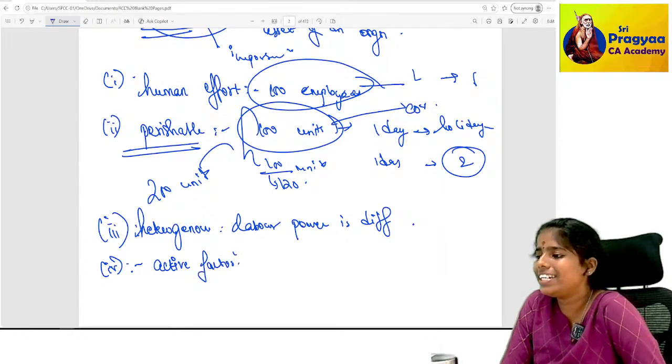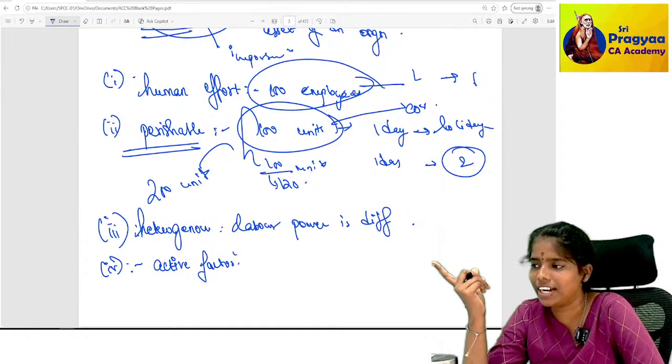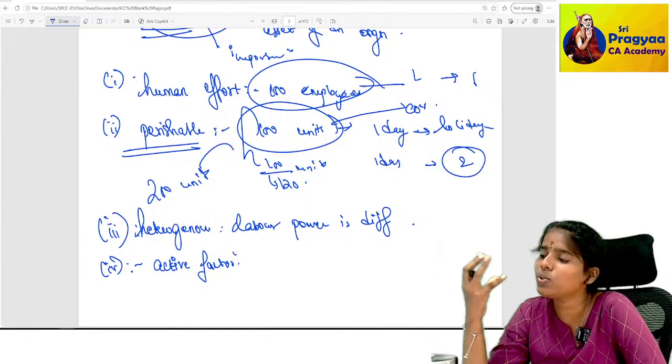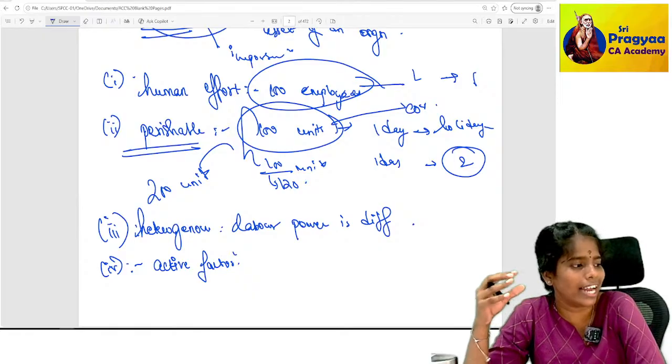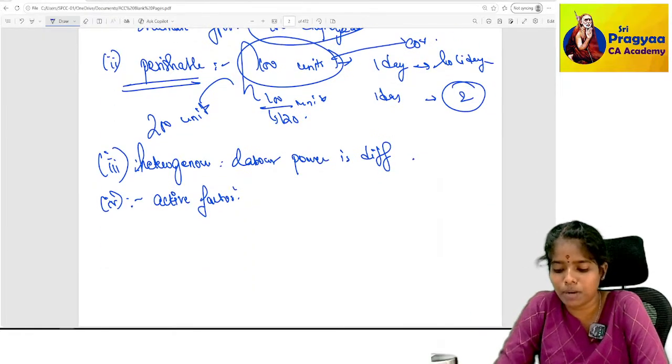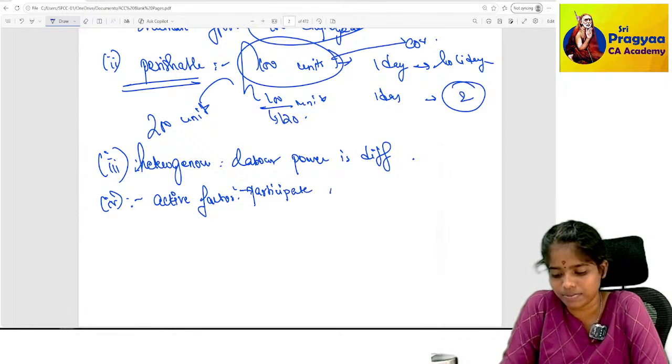Labor is an active factor. Land is a passive factor, labor is active. He can do work on his own. If we tell them, they will do the work themselves. So he is an active factor. He has to participate and perform the work.